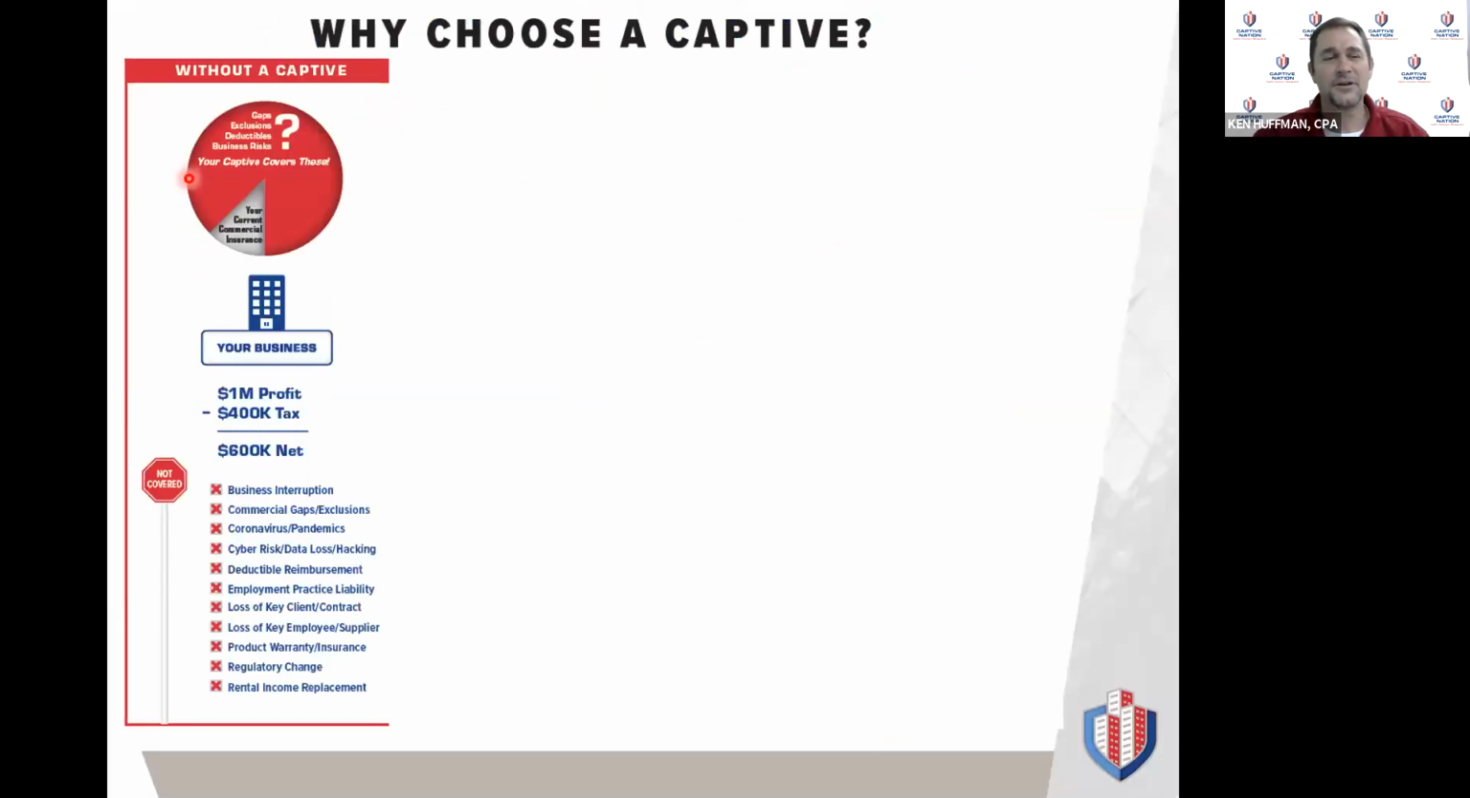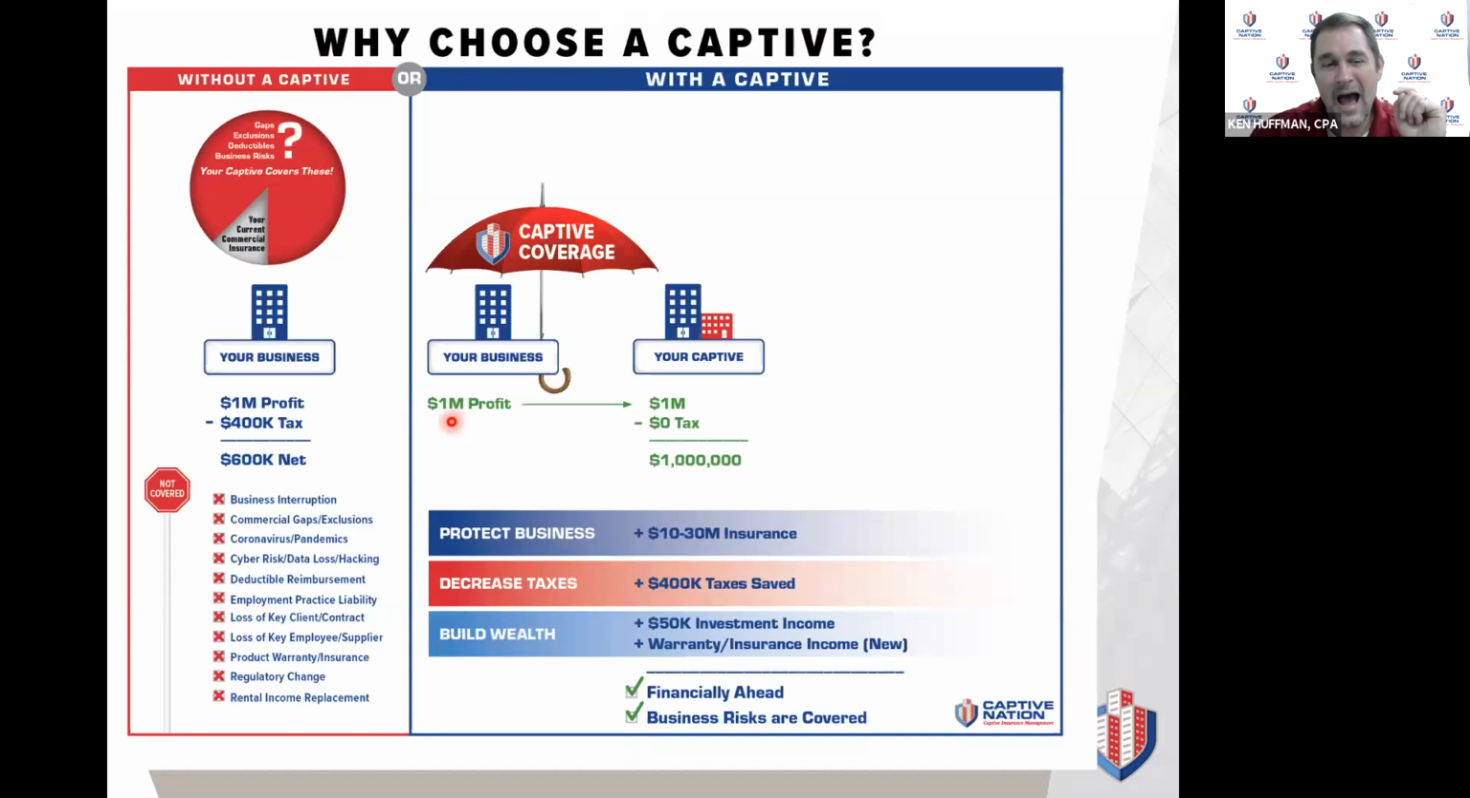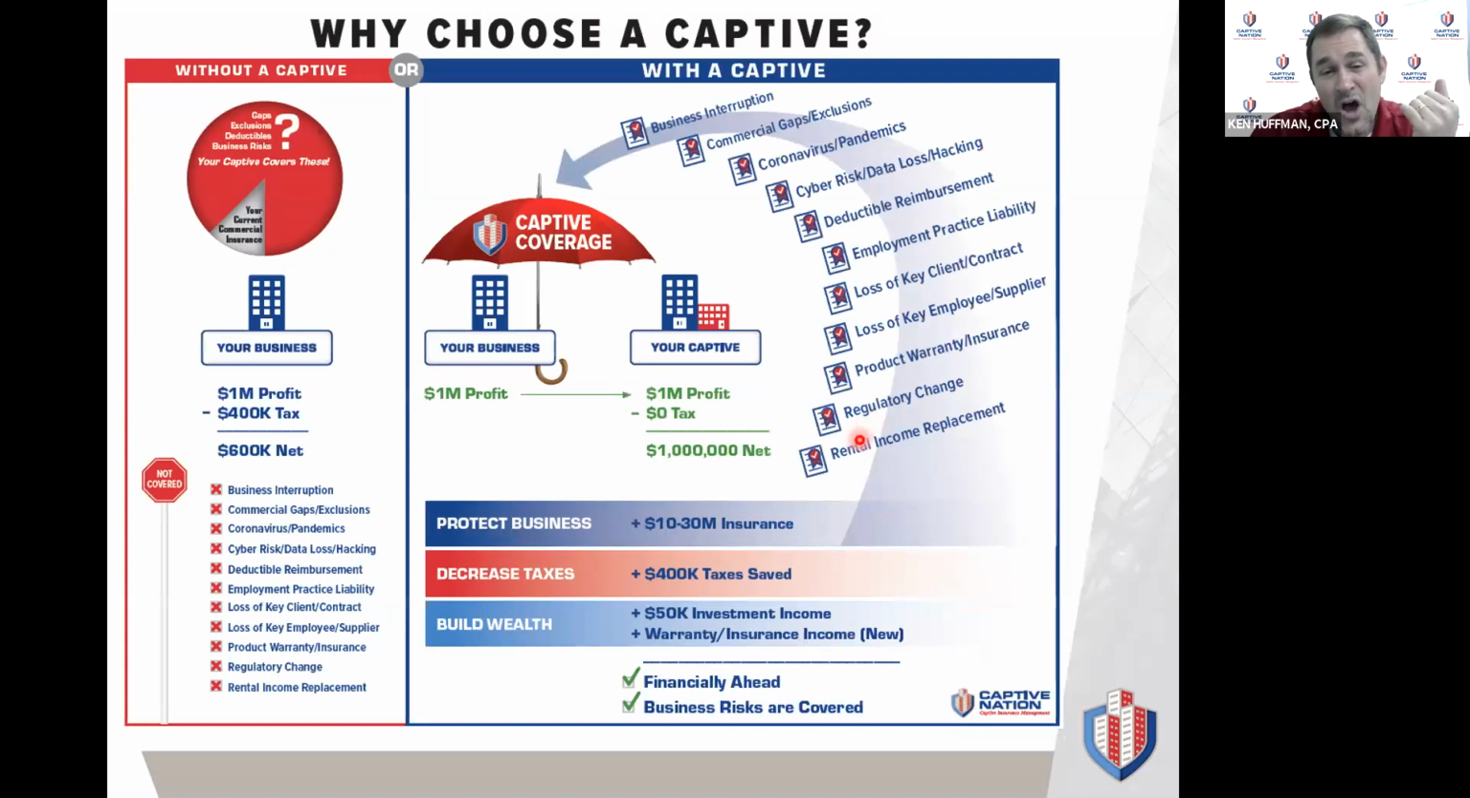So why choose a captive? Look, if you don't have a captive, this is your traditional commercial insurance. All this right here, your gaps, exclusions, deductibles, your key employee, your key supplier, all that, you're kind of self-insuring right now. You're just hoping nothing happens. You make money, you pay the taxes on that money, but you're not covered for all these different things. But if you form a captive, look what happens. I can move that $1 million or $500,000 or $200,000 into my captive by paying policy premiums. And in exchange, what do I get? All these different policies to cover my business, right? And so this is going to protect my business with maybe $10 to $30 million worth of insurance.